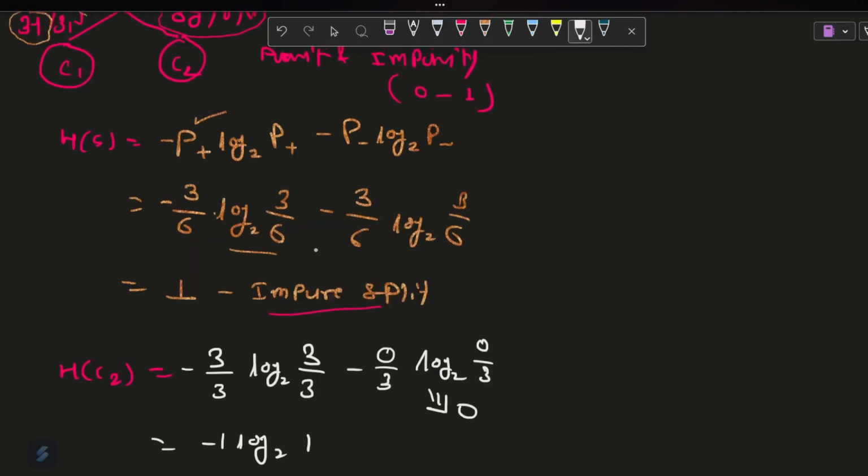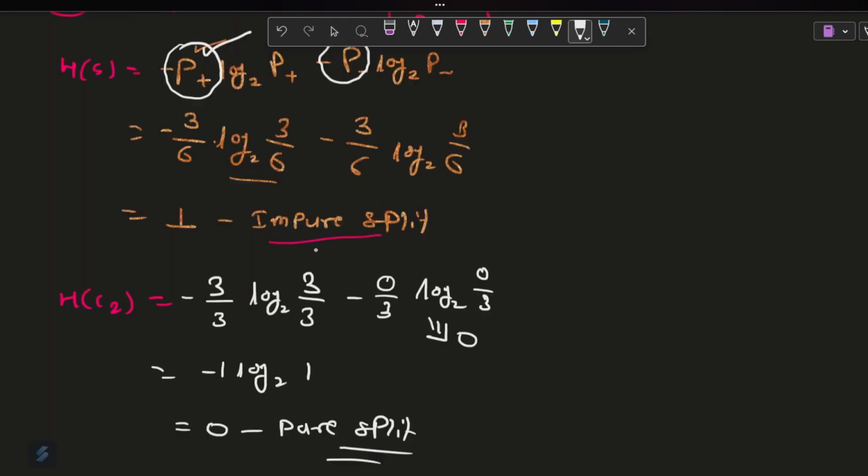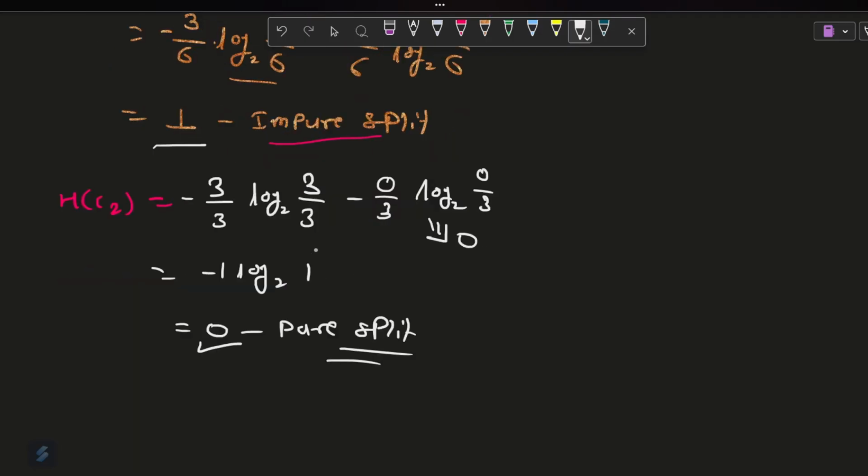I hope you understand. So what is a split? This is the probability of yes, right? And similarly, the minus p is the probability of no. That's the concept. And when the value is 1, it means it's an impure split. When the value is 0, then it's a pure split, right?